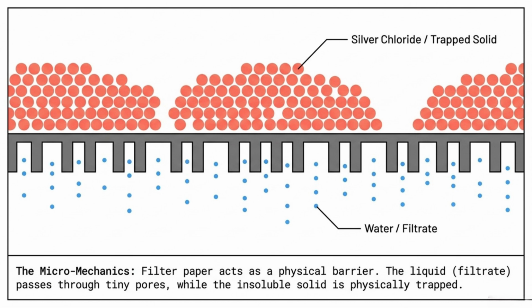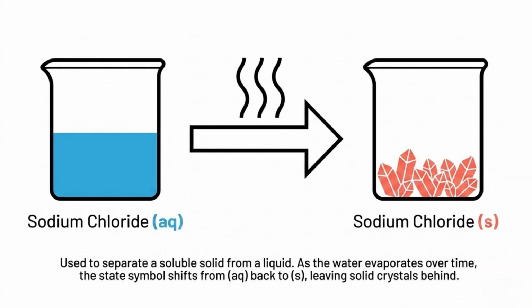Now, what if the solid is invisible? Take sodium chloride, common table salt, dissolved in water. It's aqueous, so filtration won't help us here. Instead, we use crystallization. By evaporating the water over time, we shift the state symbol from aqueous back to solid. As the liquid disappears, the salt molecules are forced together, leaving beautiful solid crystals behind.